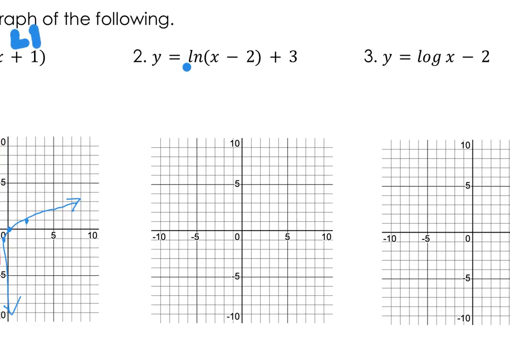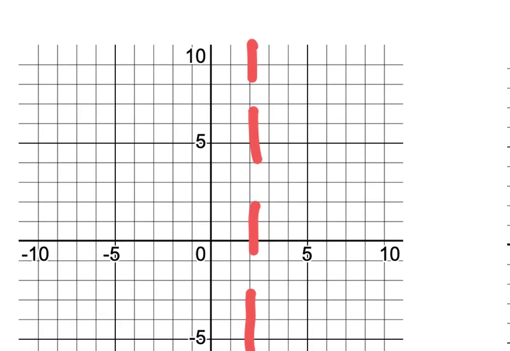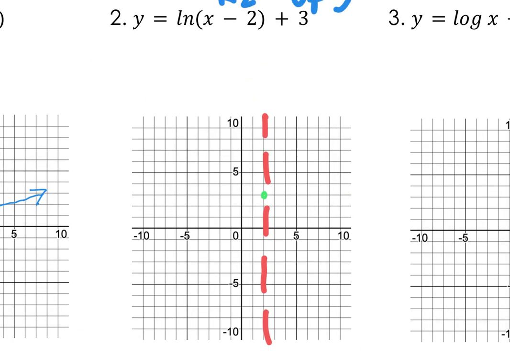Okay, number 2. Let's go ahead and look at number 2. We have this x minus 2, which means we will be going to the right 2, so our vertical asymptote goes to the right 2. And then we have this +3, which means our origin goes up 3. So let's write our origin up 3 on here. So 1, 2, 3. So it's going to be right there.